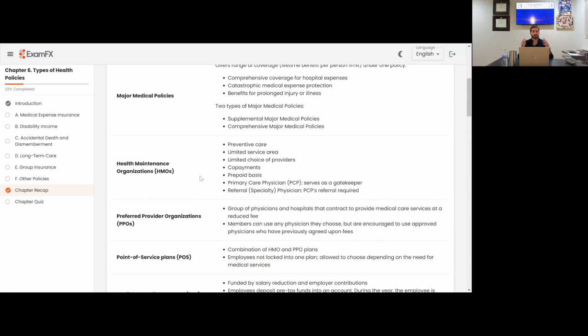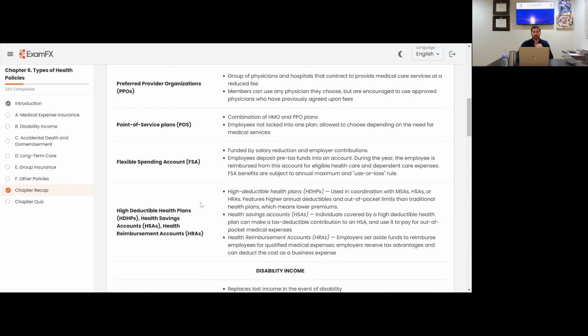Again, with an HMO, you're going to be very limited. You're going to have a limited service area, limited choice of providers, and you're going to have to use your PCP as a referral. With a PPO, you're going to have greater flexibility of physicians and doctors that you can see. And then understand the varying differences between an FSA account, the HSA, and the HRA.